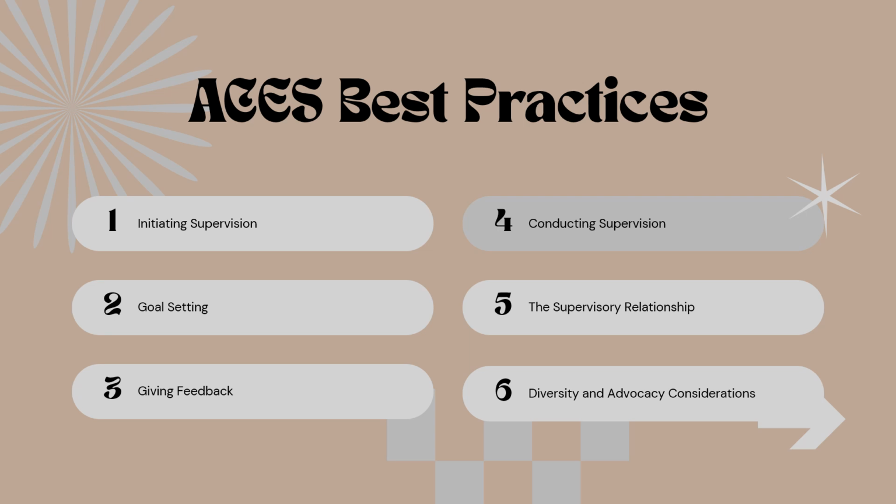Number 5, the supervisory relationship. The supervisor operates with an awareness that the supervisory relationship is key to the effectiveness of supervision, as well as the growth and development of the supervisee. The supervisor intentionally engages with the supervisee to facilitate development of a productive supervisory relationship and working alliance. The supervisor also attends to ethical and cultural concerns that impact the supervisory relationship.